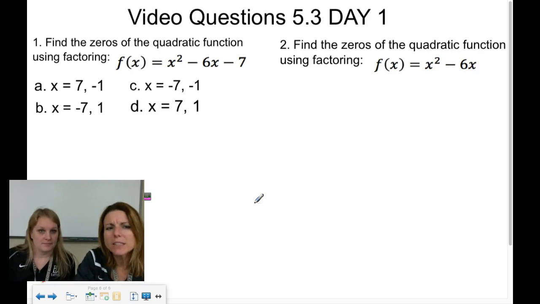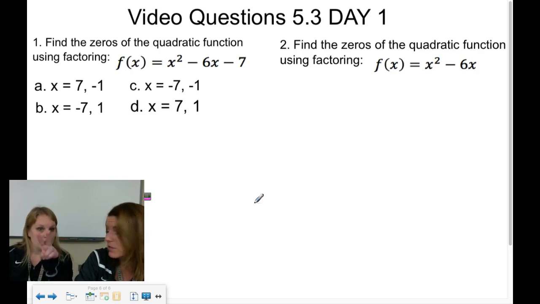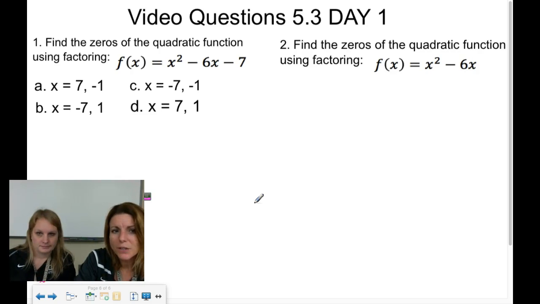Find the zeros of the quadratic function using factoring. So you're going to factor. You're going to follow the steps exactly like Miss Boyd and I did, and you're going to find the 2 zeros. You're going to find your 2 numbers that go in, but then you got to set them equal to 0 to get your actual zeros. So you're finding zeros, which are intercepts, which are roots.